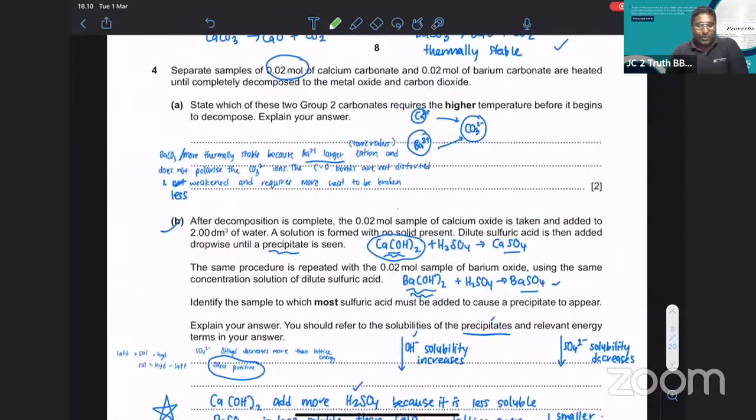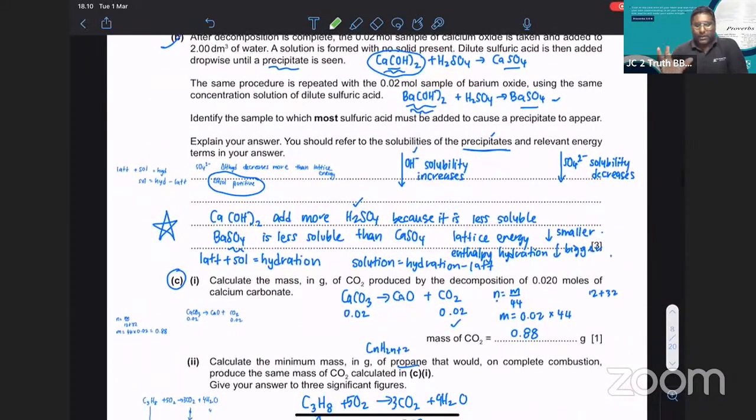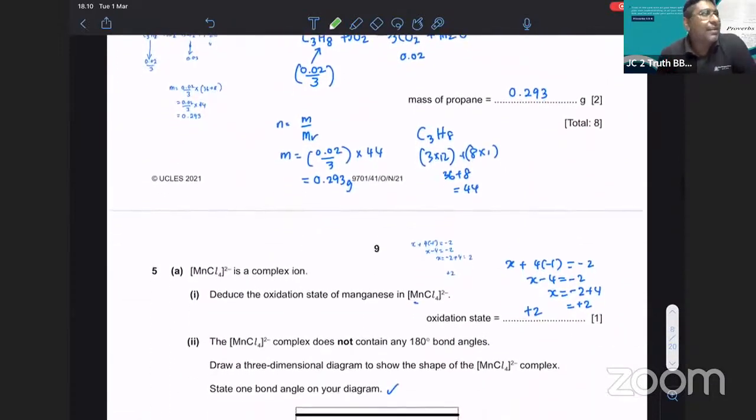And we saw question number 4. I think they talk about the solubility. I think it's very interesting because they try to relate to the lattice energy and so on.